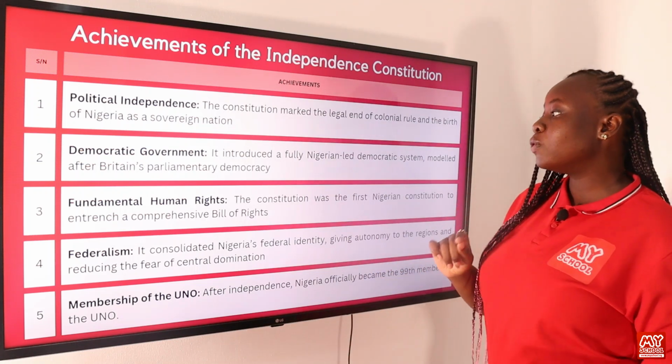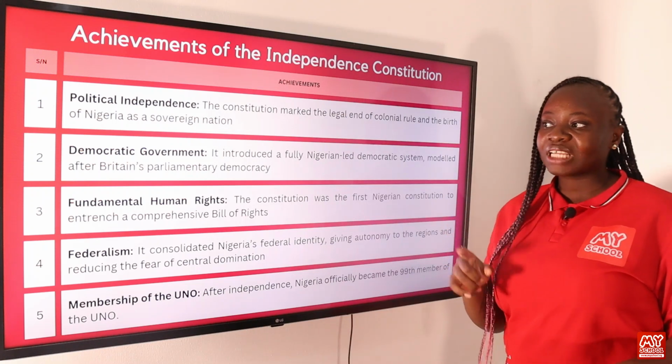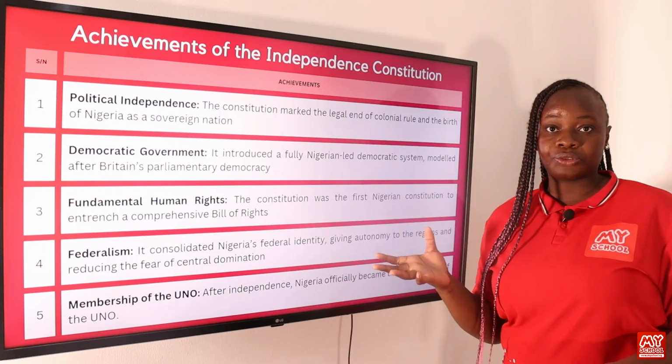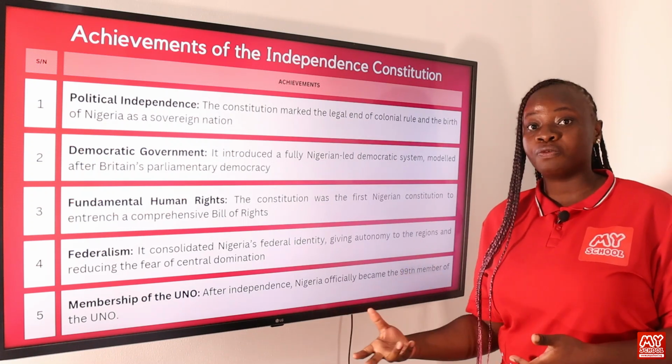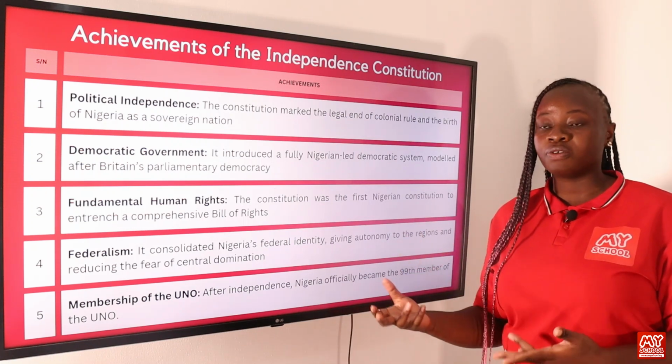So it introduced a fully Nigerian-led democratic system modeled after Britain's parliamentary democracy. So this is another merit of this constitution. Britain no longer governed Nigeria. Nigeria was able to govern itself.